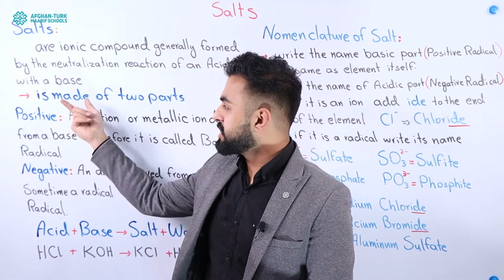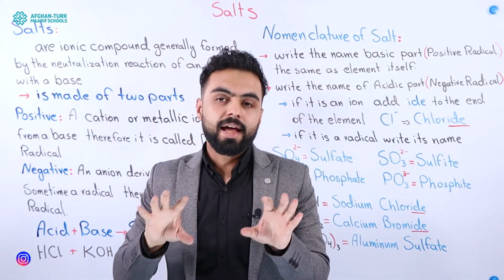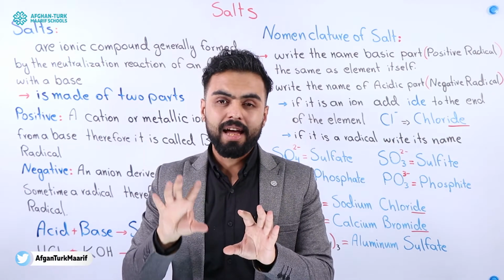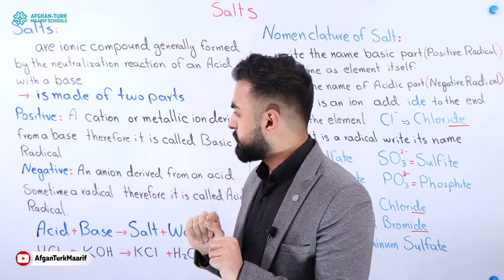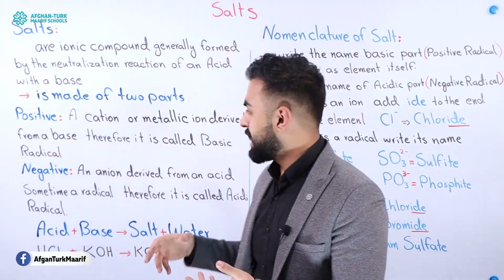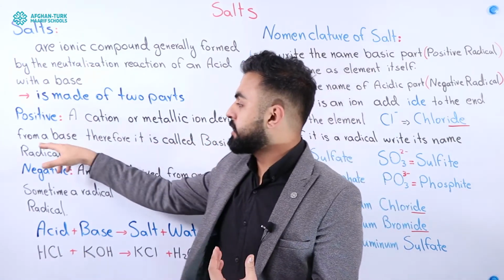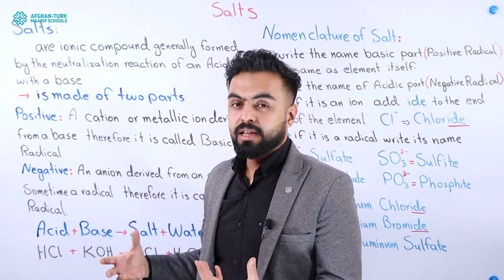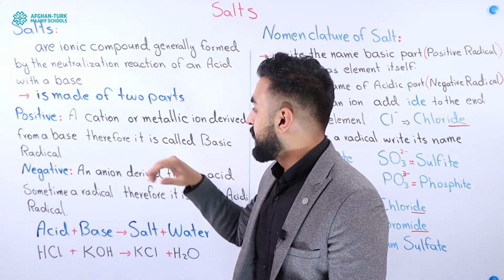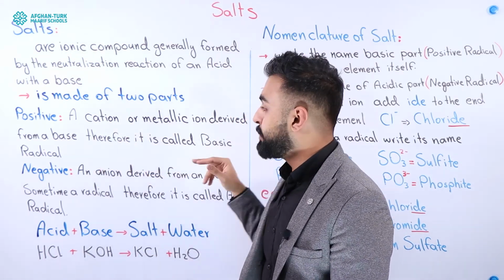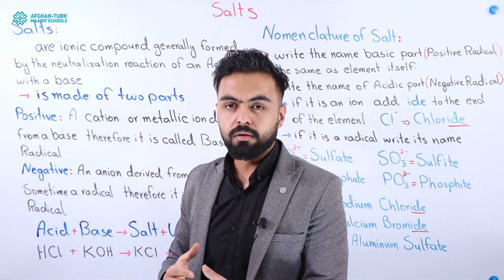Salt is made of two parts. As with most ionic compounds, one is the positive part, and another is the negative part. The positive part is a cation or metallic ion derived from a base. So the positive part comes from a base. Therefore, it is called the basic radical.